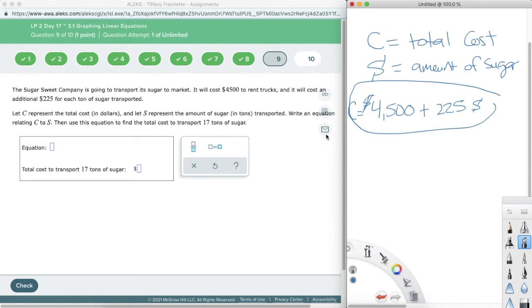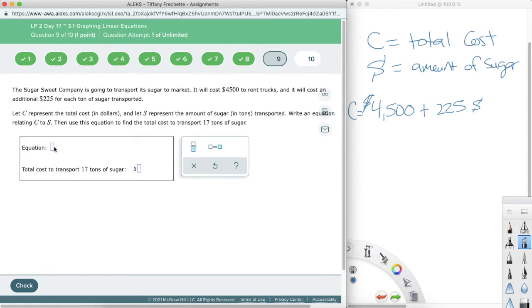The total cost is going to be how much the trucks cost just to rent plus the additional cost per ton. So we get to type this in, and I'm going to be a little picky here. Make sure you're using capital letters in this one because it gave me capital letters up here. I don't think it will mark you wrong, but it will give you grief about it. It will tell you that there should be capitals there.